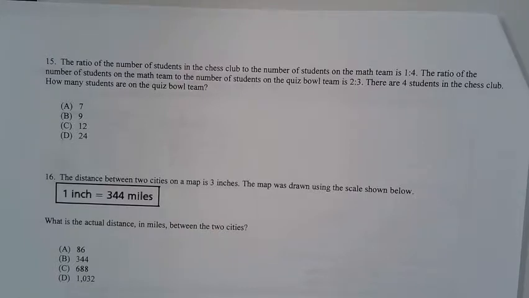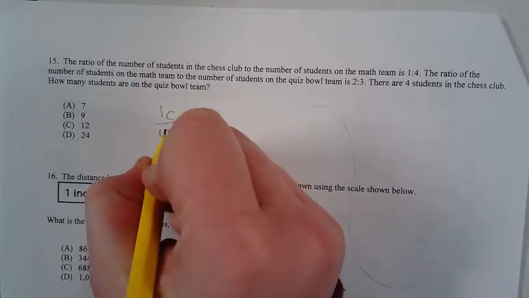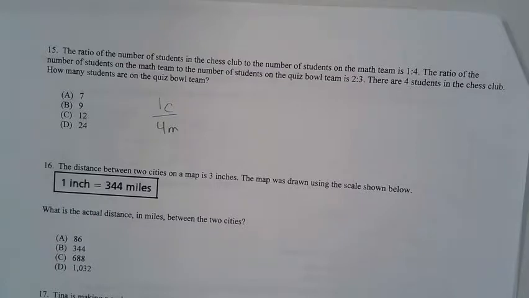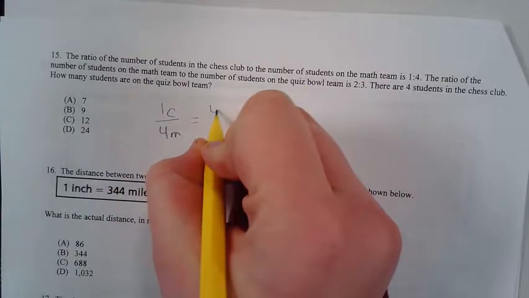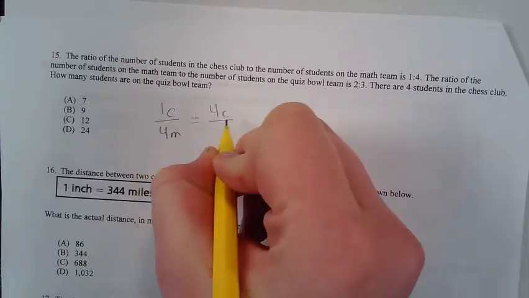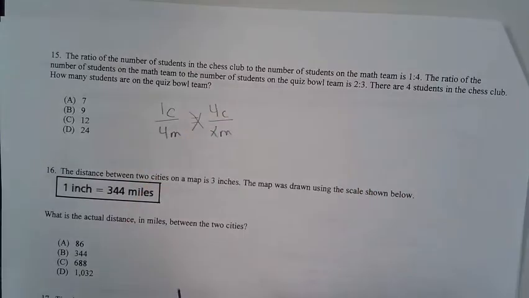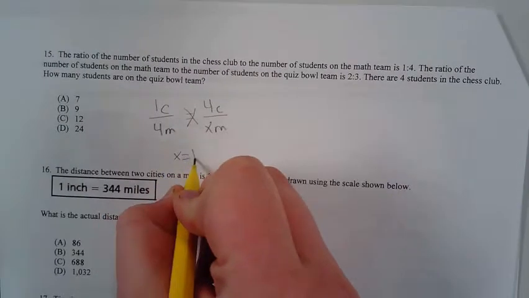So I did 1C over 4M because the ratio is 1 person on the chess team to 4 people on the math team. And then there's 4 total kids on the chess team, and you don't know how many people are on the math team. So you cross multiply, and x equals 16.